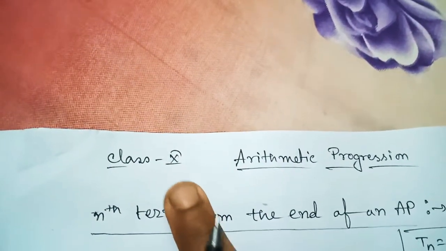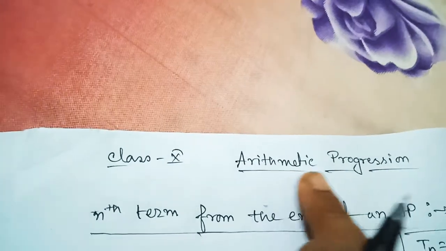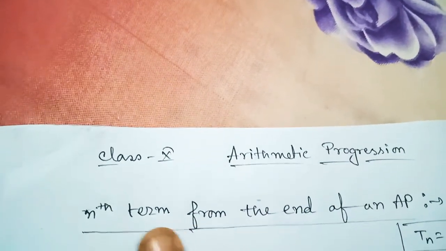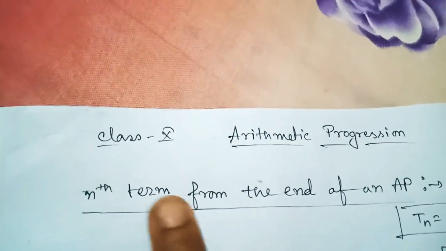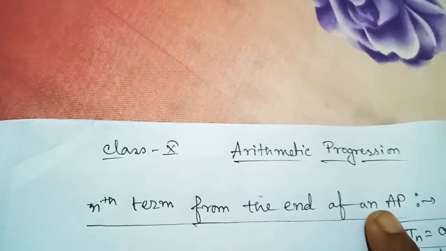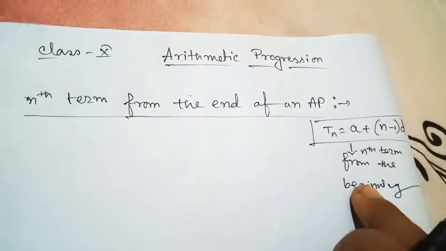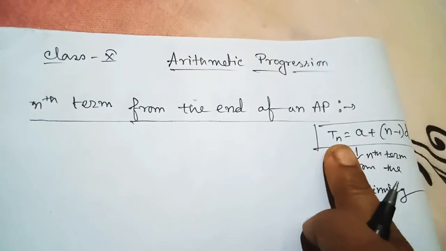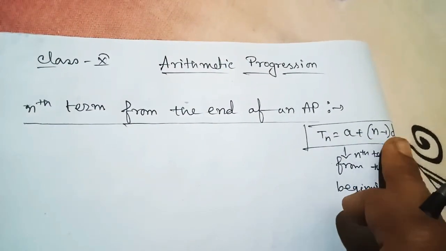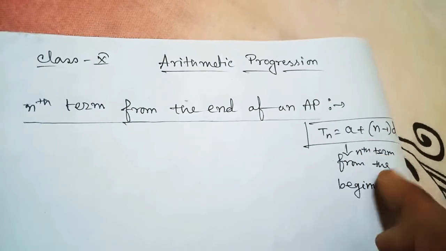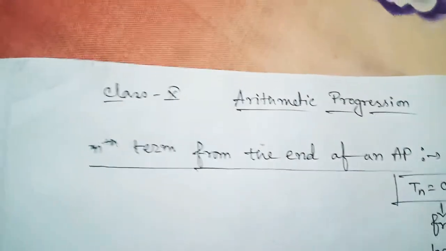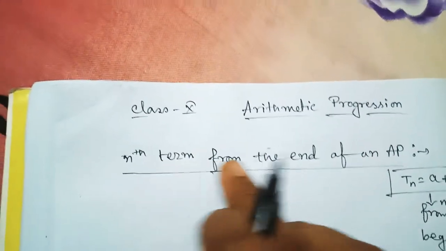Today I am going to discuss class 10's chapter, arithmetic progressions, and the topic is the nth term from the end of an AP. This one I have already written here. This is Tn equals a plus (n minus 1) into d. This is actually the nth term from the beginning. Already we have done that. Now we are coming to this one.